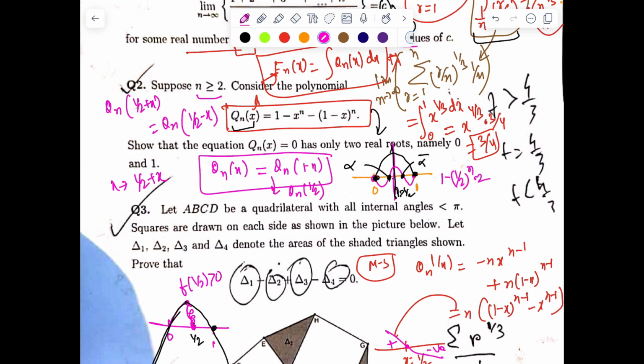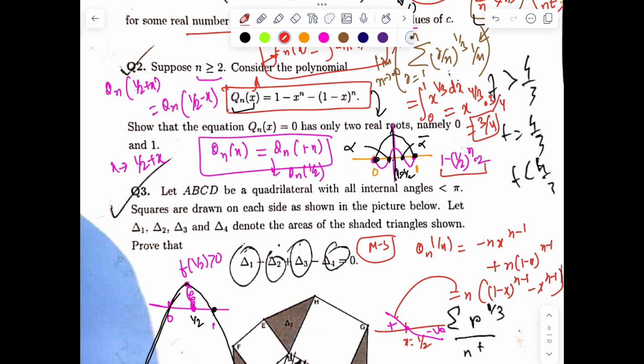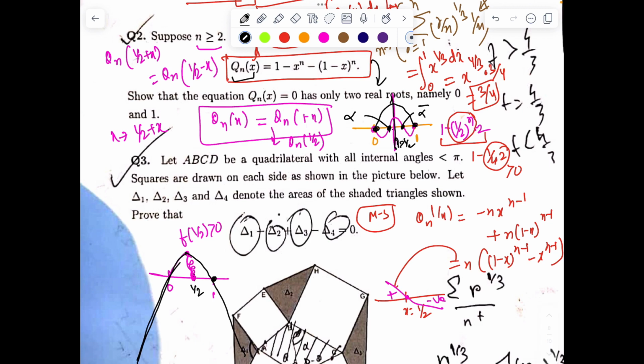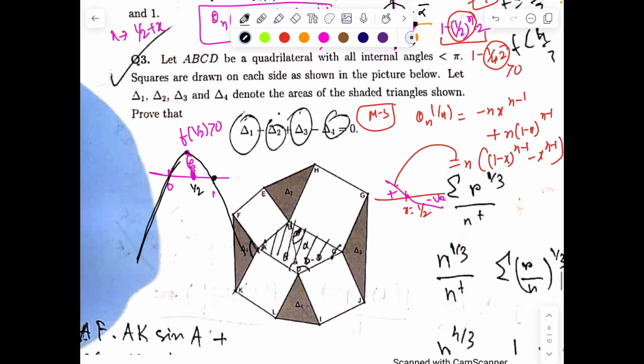How? Because if I put x equals half, I'll get 1 minus (half)^n into 2. Now since n is greater than or equal to 2, this value at n equals 2 is going to be 0. For n greater than 2, this will always be a fraction. Let's say 1 minus 1 by 4 into 2. So this is a fraction, and 1 minus a fraction will strictly be positive. Okay, so with this logic, this problem can be killed in many possible ways. So again, I'll write this as an easy problem.